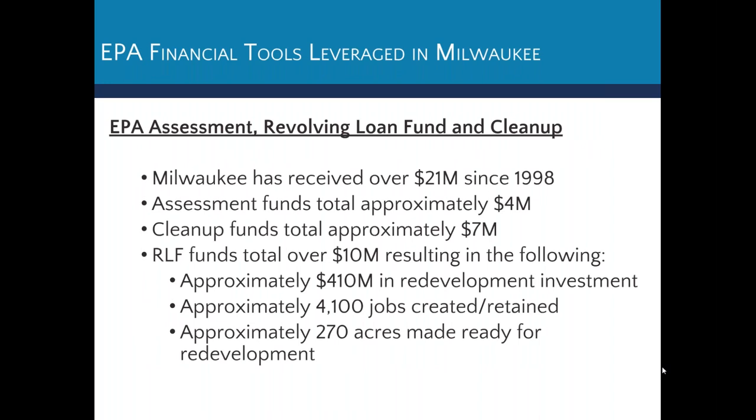One of the funding sources that was used in the Menominee Valley and numerous other brownfield projects here in Milwaukee has been the EPA funding. Milwaukee has been extremely fortunate over the years. We've received about $21 million of EPA funding since the late 90s. You can see we've received about $4 million in assessment funds, about $7 million in cleanup funds, and over $10 million of revolving loan funds. Those funds alone have contributed to about $410 million of redevelopment, over 4,000 jobs, and about 270 acres made ready for redevelopment here in the city, much of which has been redeveloped. Next slide, please.